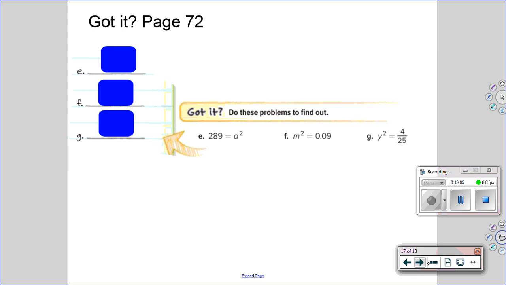All right, now you can practice on page 72 and also write down your homework. Page 74, 1 through 10, and page 75, 1 through 12.